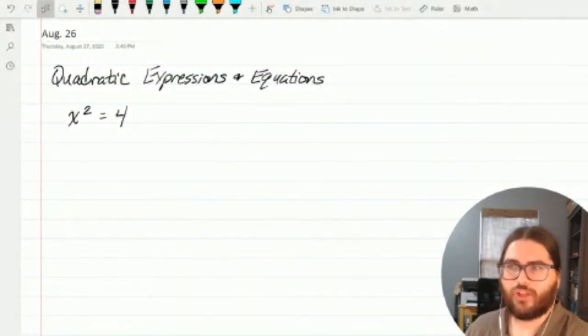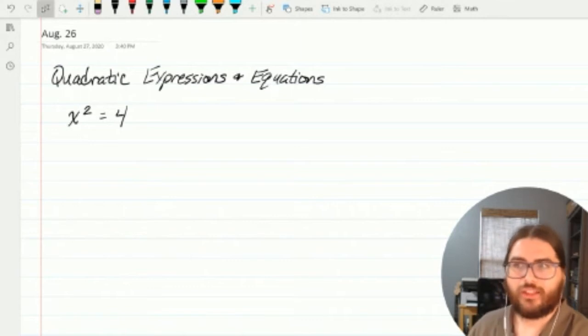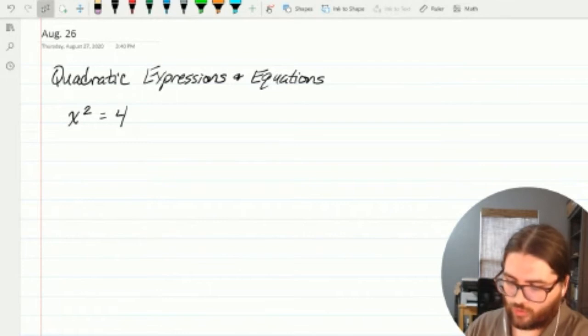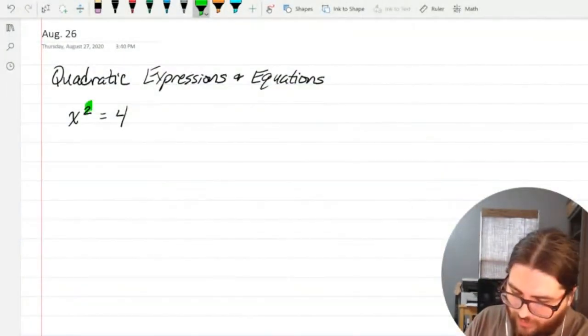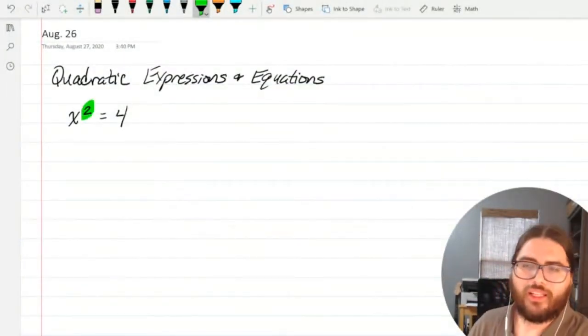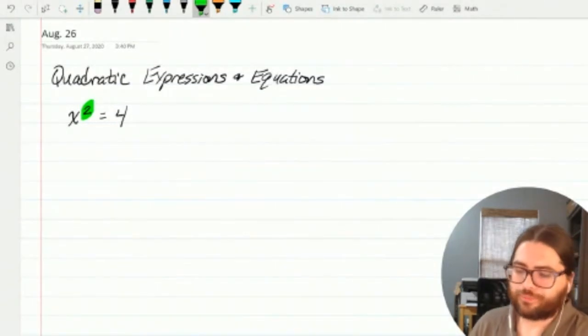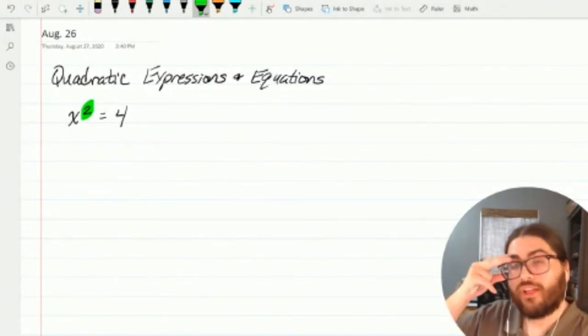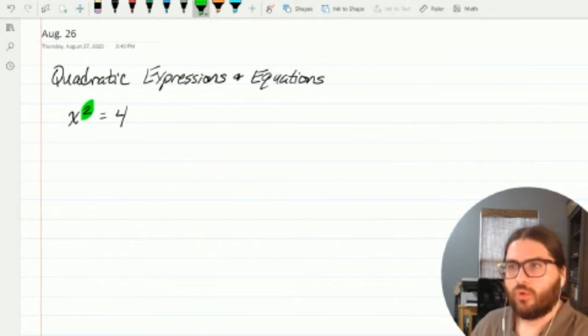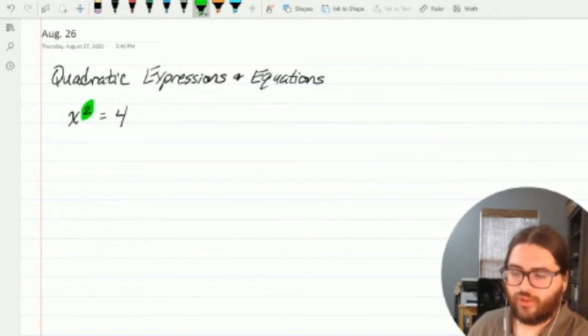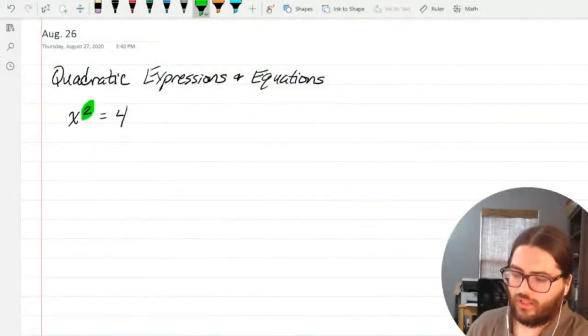I'd like to spend most of the time today talking about quadratic expressions and quadratic equations. What we mean when we say quadratic, the word quadratic, it means I've got this second power here. Any equation or any expression which contains that squared on a variable, I would call quadratic. And as a class of problems and as a class of expressions, quadratics have a lot of nice properties to them. We'll see in a little bit that they're pretty much fully solvable. They are a very well-studied case.